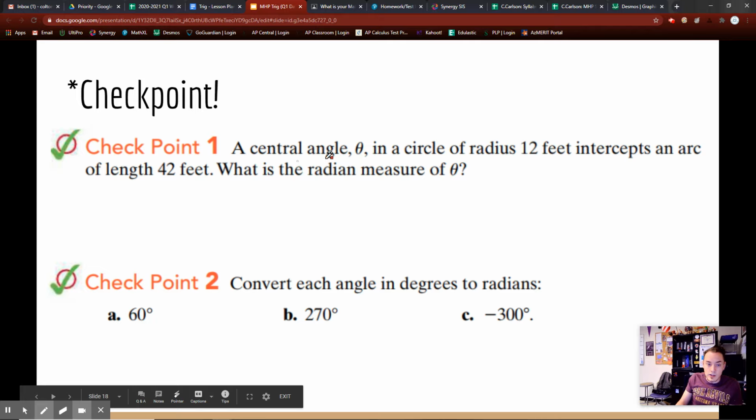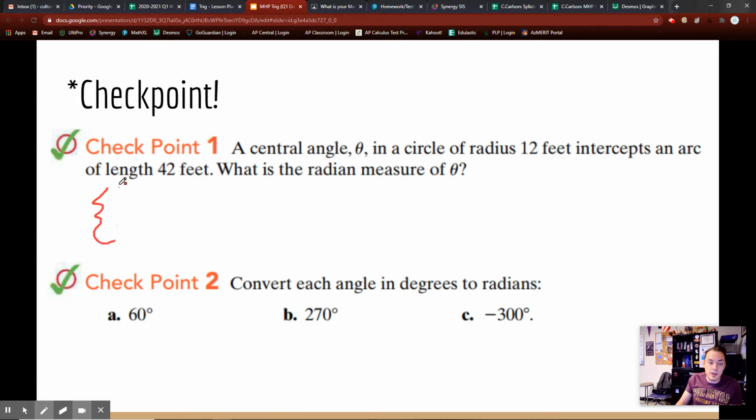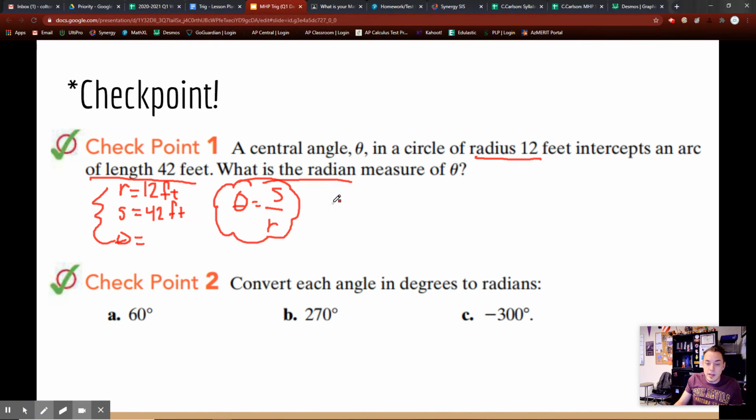All right, I'm going to start. A central angle in a circle has a radius of 12 feet, so R equals 12 feet, and an arc length of 42, so S equals 42 feet. We want to know what the radian measure is, my theta. I want to use my formula, theta equals S all over R. So this equals 42 feet over R, and my R is 12 feet. My feet go poofy, and this reduces down to 7 over 2, which is approximately 3.5 radians.